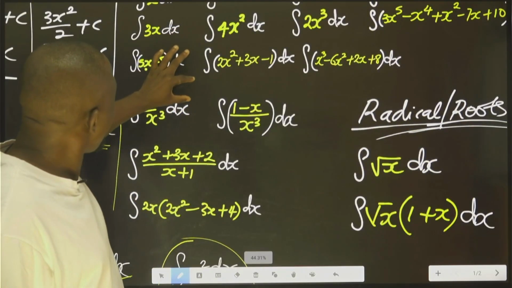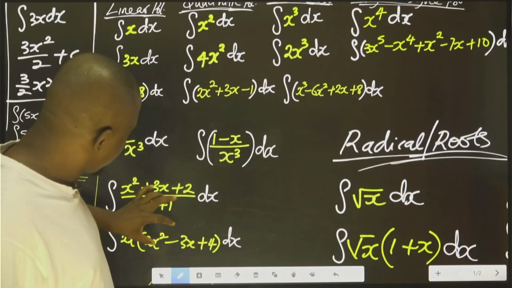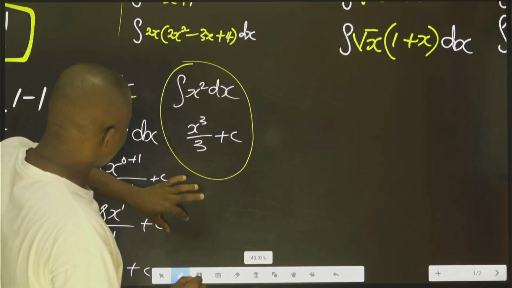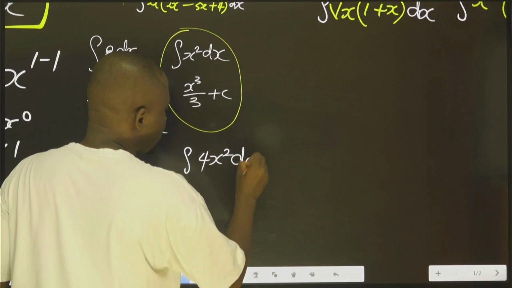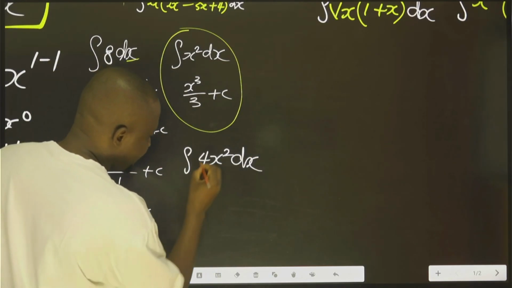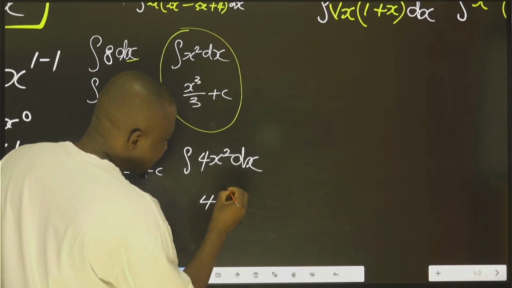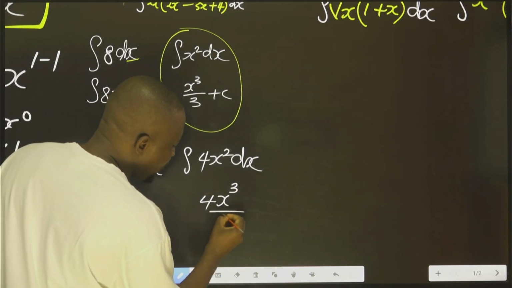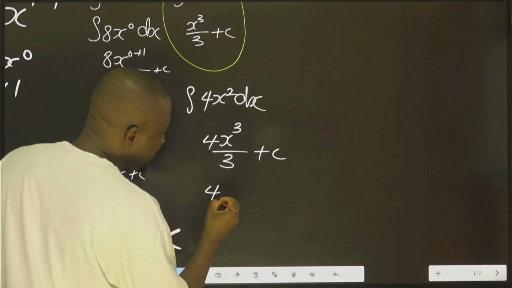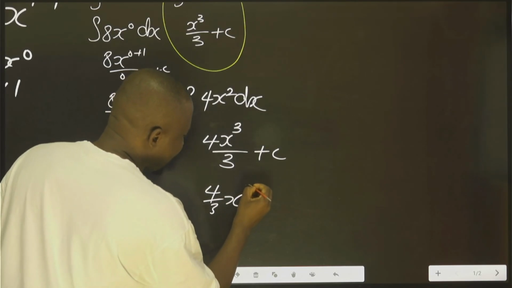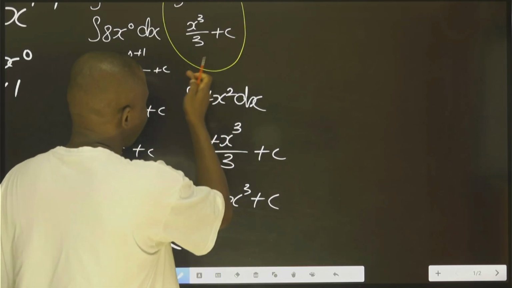Now, the second one says 4x raised to the power 2. Again, 4x raised to the power 3 over 3 plus C, which you can write as 4 over 3 x raised to the power 3 plus C.